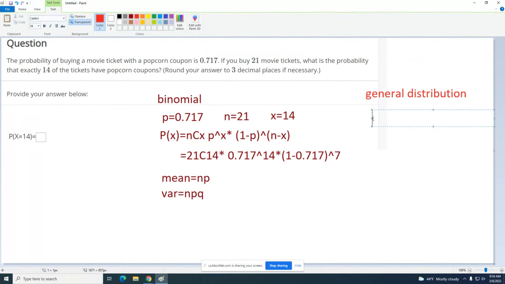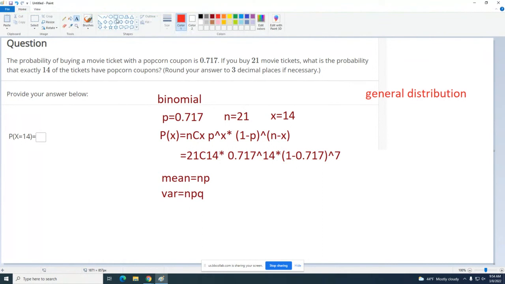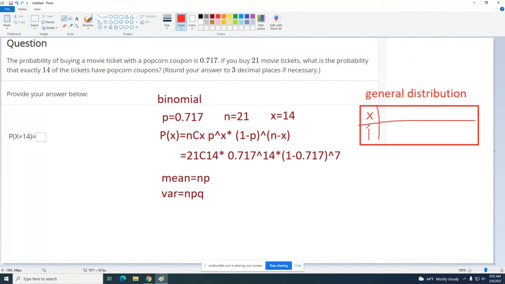In that case, you have a table, and in general distribution, you end up having a table. You can also draw a table for the binomial distribution. In this case, x is supposed to be 0, 1, 2, 3, 4, until 21. You can set up a table for all of the x values and all the probability values calculated one by one. In the general distribution, you have one column, one list for the x value, and then one list for the probability value of each x.